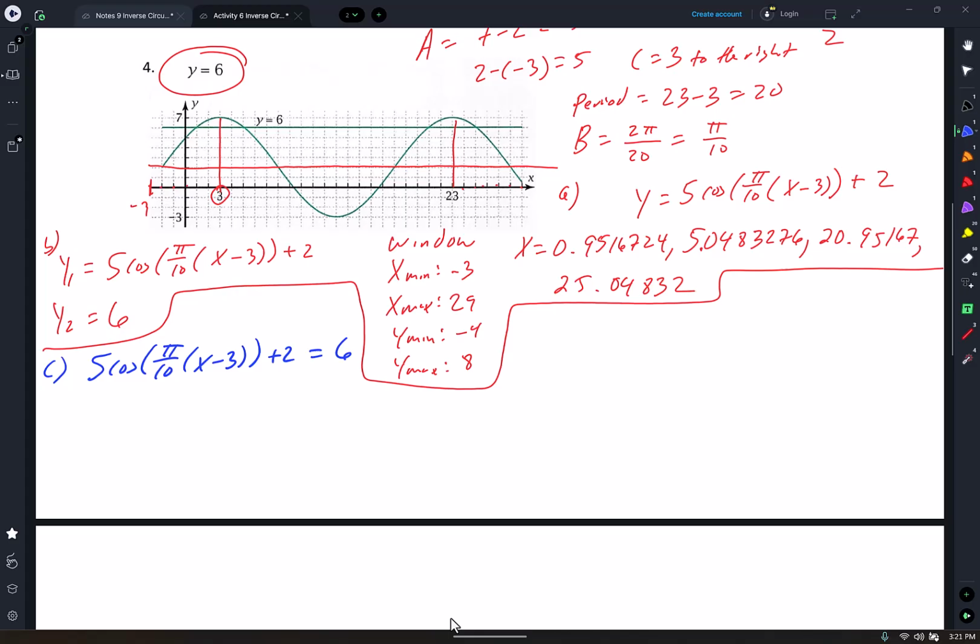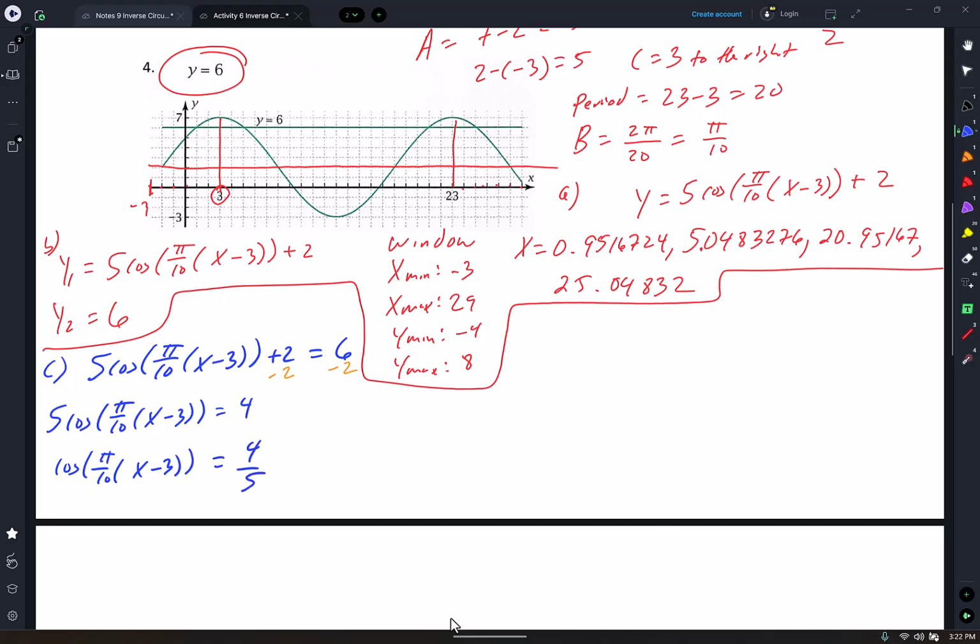What's my first move? Subtract the 2. When you do that, you get 5 cosine of pi over 10 times (x minus 3) equals 4. Are we still okay, guys? I'm slowing down. What's the next move? Divide by 5, because it's 5 times that. So here we go: cosine of pi over 10 times (x minus 3) equals 4/5.